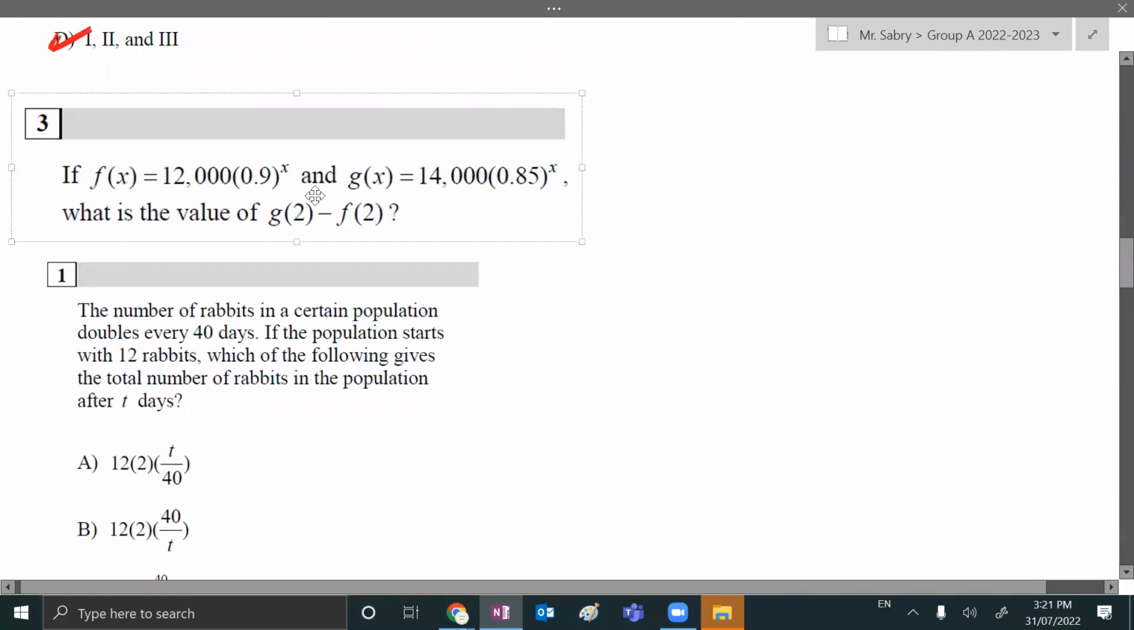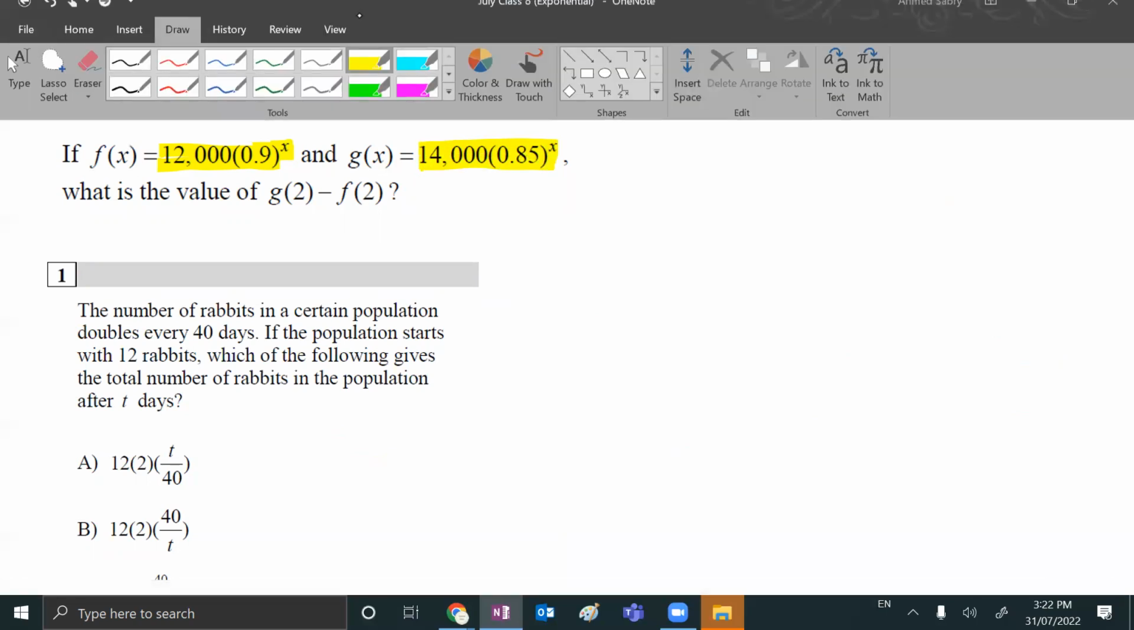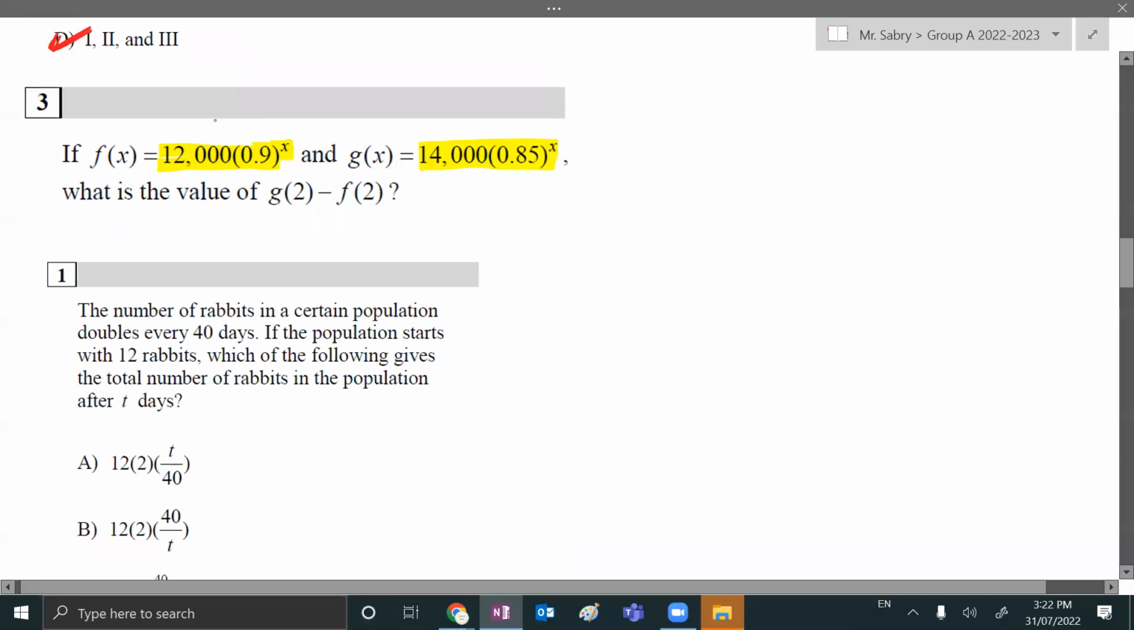Okay, let's see this one. This one, number 3, you're given a function. So this is not just an exponential function. Yes, it has an exponential function written in the question, but how we solve it has nothing to do with exponential functions and so on. It's just mainly substitution. And that is the beginning of what we call composite functions, the basic idea of it.